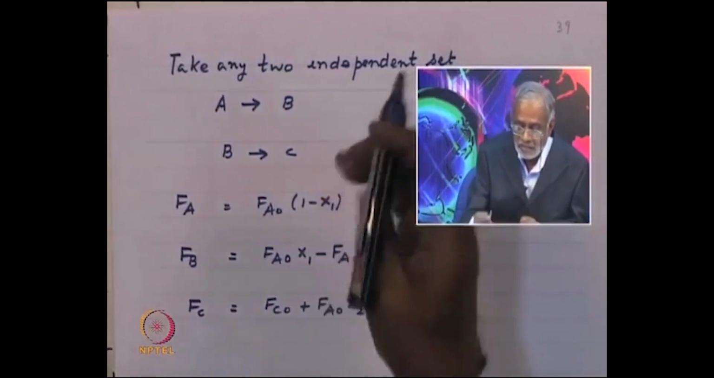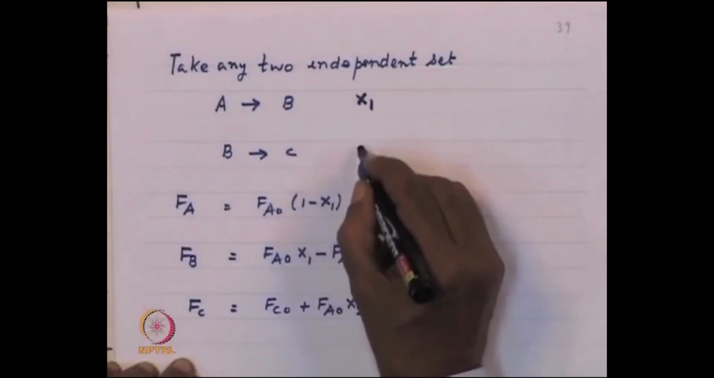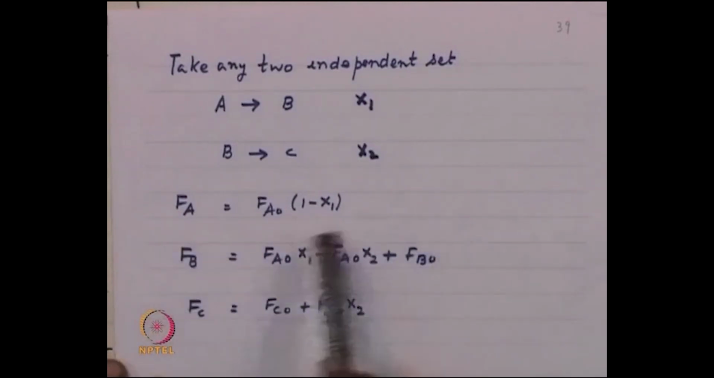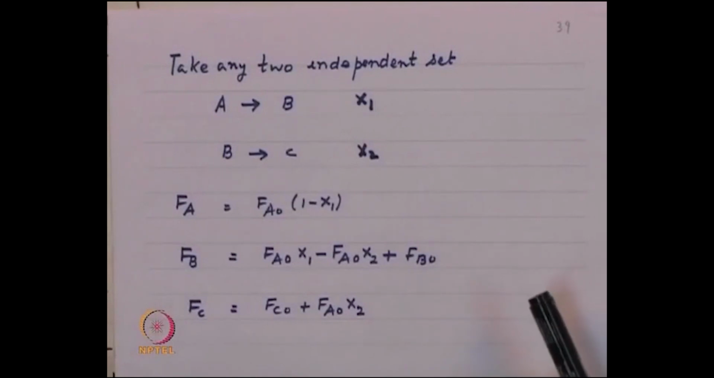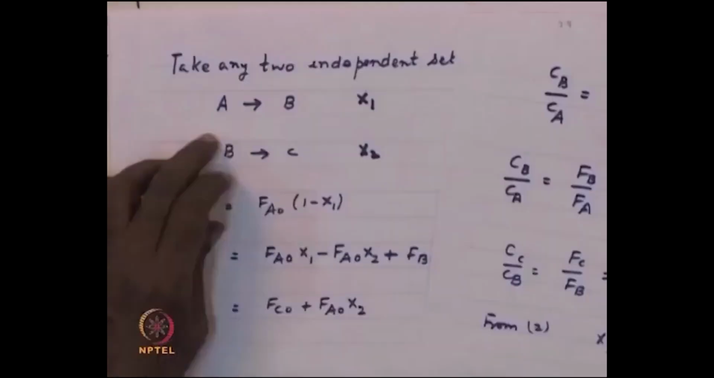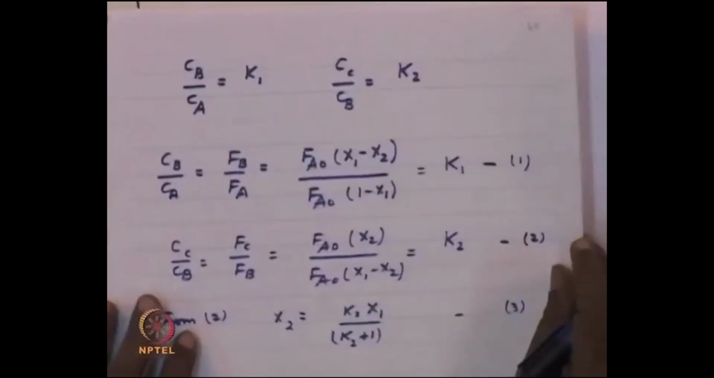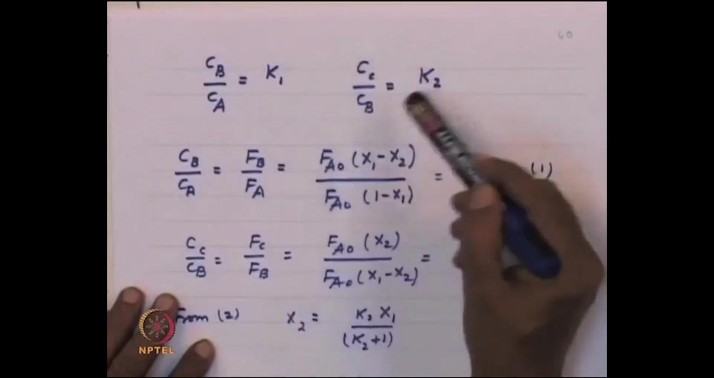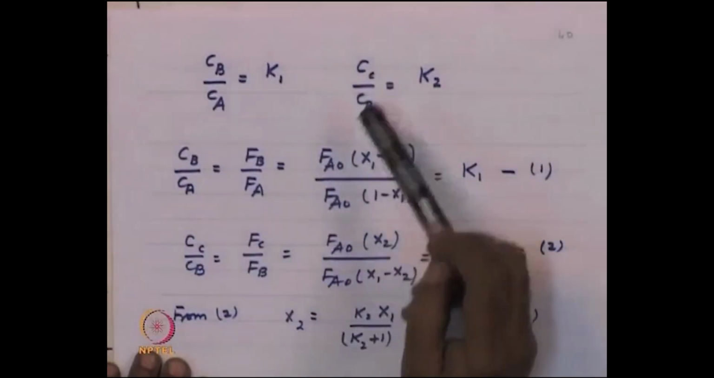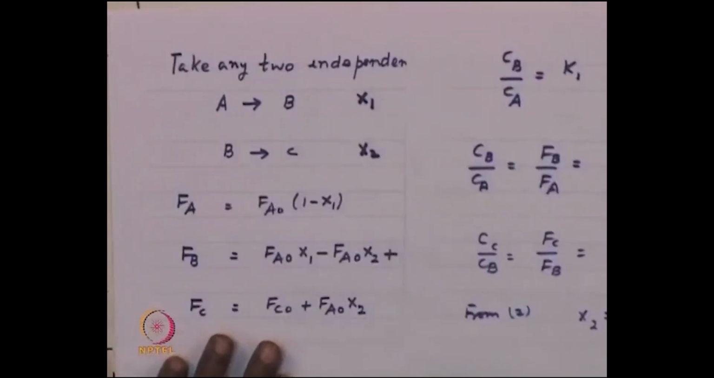Or in other words, if this is x 1 and this is x 2, then this is the stoichiometric table, which tells us how much material is flowing at any point in the equipment. Now, all these reactions are instantaneous. Instantaneous means that each of those rate processes is in equilibrium. So, this kind of relationship should hold, which means A and B are in equilibrium, B and C are in equilibrium. Therefore, C B by C A is K 1, C C by C B is K 2. And therefore, we can calculate what C C and what C B is, all that we can just look at here.